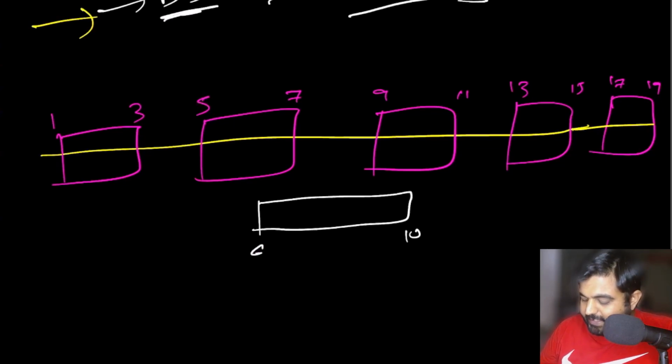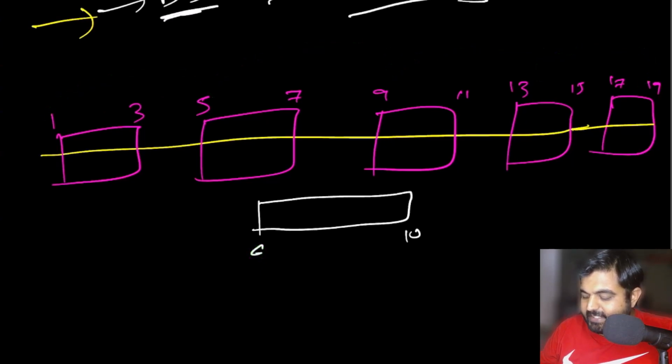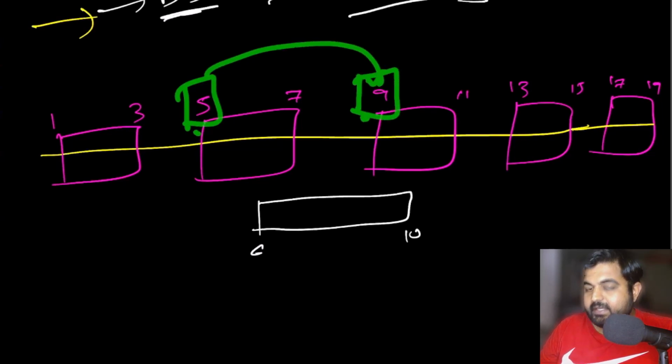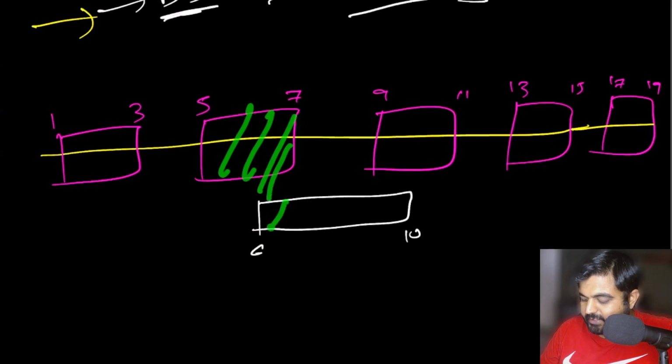So simply I can see where 6 fits between all of these starting values, and immediately the answer is that 6 is between the values 5 and 9. And now all I need to do is check: for this interval 5 to 7, does 6 fit between them? Yeah, 6 fits right over here. So I can definitely know that I will have to do a merge operation over here.